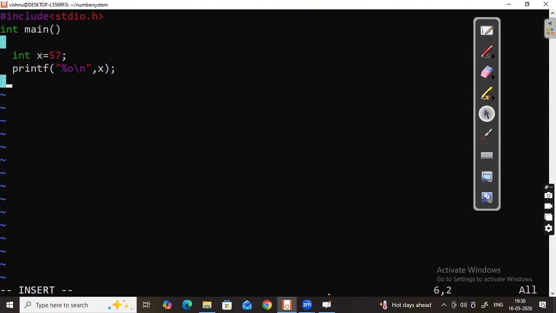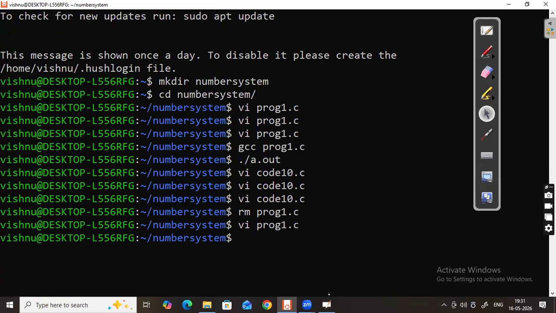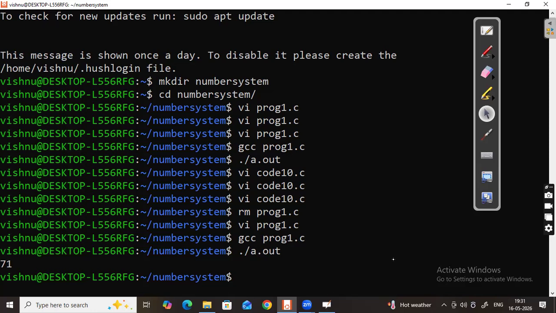So now decimal to octal. When you convert decimal to octal, 57 is decimal, decimal to octal conversion. So simply you are telling print x, which is decimal, right? Print decimal 57 in octal format. So I already converted that. The output is 71. gcc prog1.c, then ./a.out. Getting my point? Yes or no?